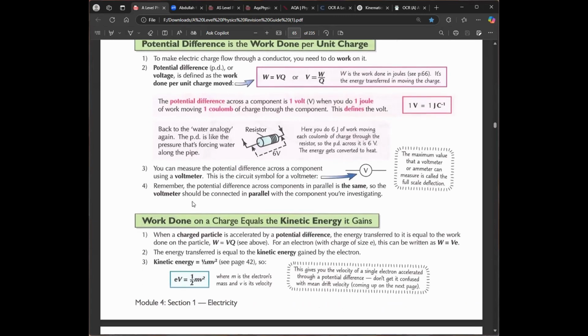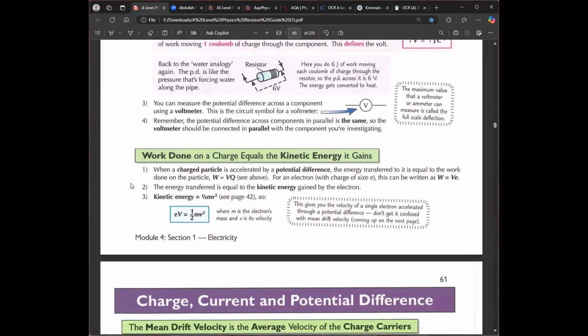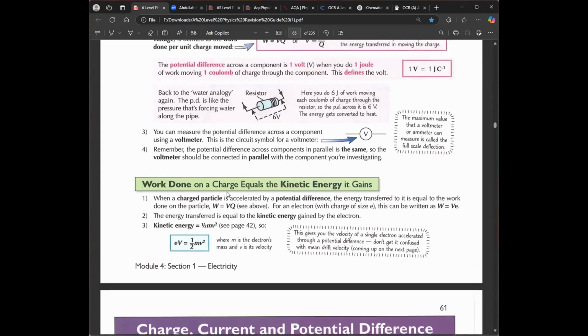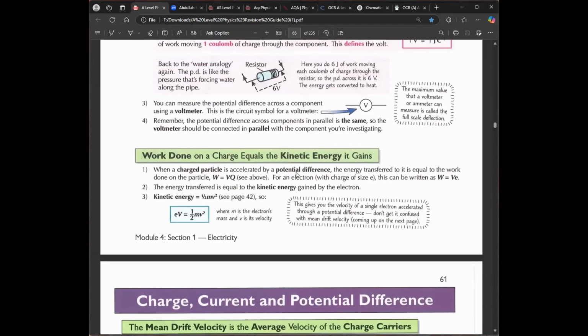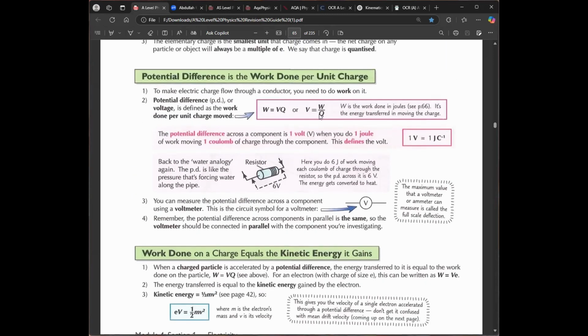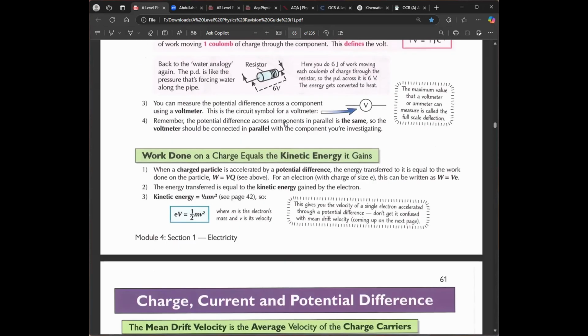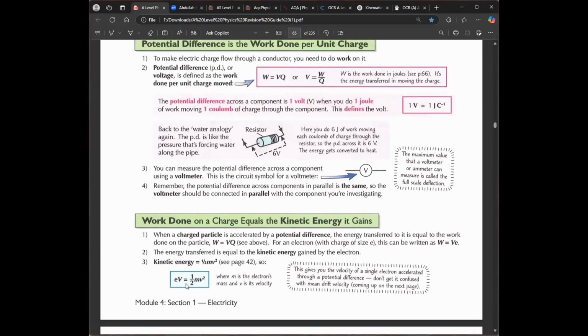That's that. Work done on a charge equals the kinetic energy it gains. So it can also be written in terms of kinetic energy. So work done on a charge is equal to kinetic energy it gains. Because we want the work to be on one side, we have to move Q to the other side. So work done would be equal to VQ. And if we have it written as VQ for an electron, we can write it as e instead of Q and V with that. And that should be equal to kinetic energy. So work done is also equal to the kinetic energy.